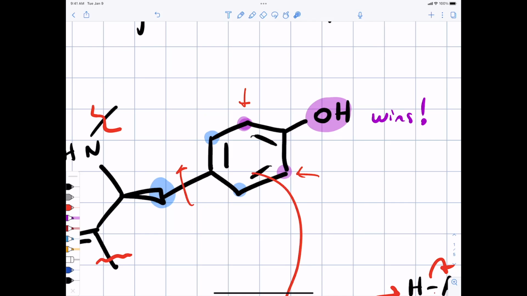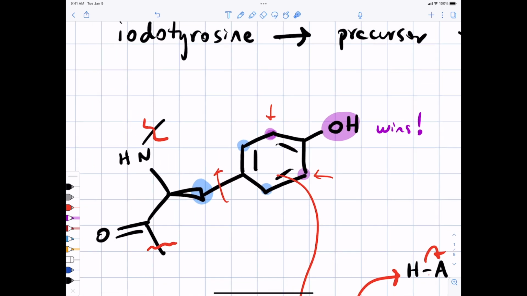If you were to predict which spots would be modified, it would be the OH group would favor the purple orthocarbons. The alkyl donating group would also favor the blue orthocarbons, those that are ortho to the alkyl group. And of course, the strongest donor would win.